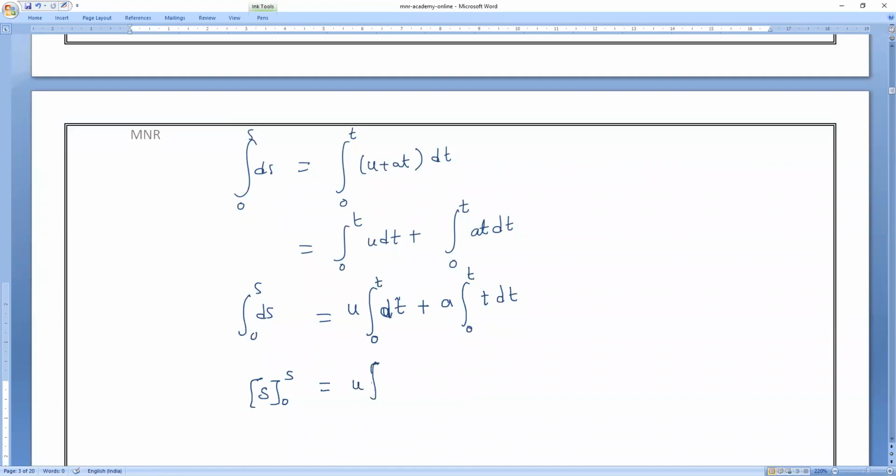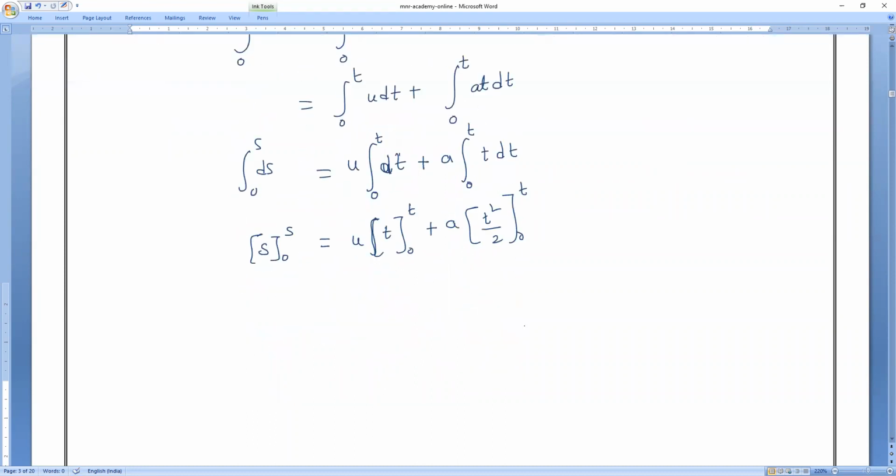Next, this one. The integration of dt, what will happen? t, from 0 to t, plus a. The integration of t dt, what will happen? t square by 2, from 0 to t. Understanding? Any doubt, you can ask me. That's all. Next.